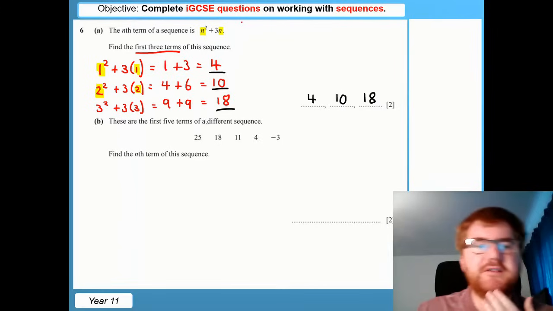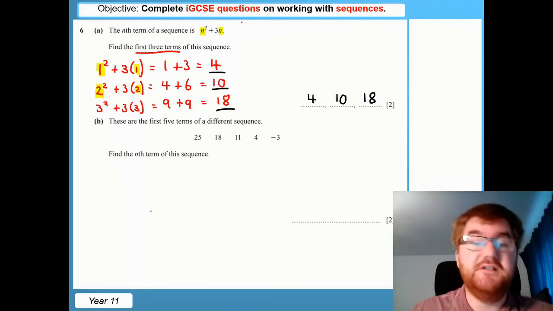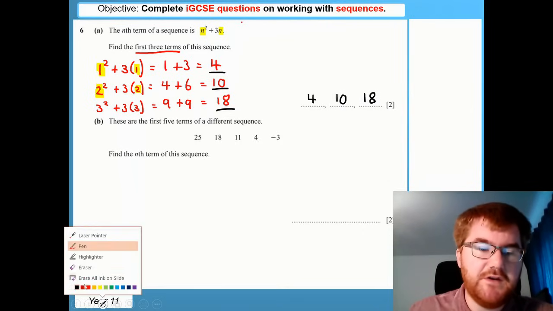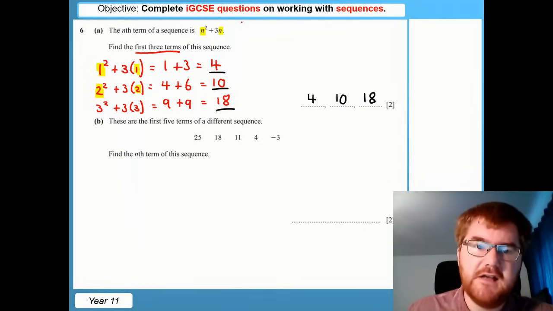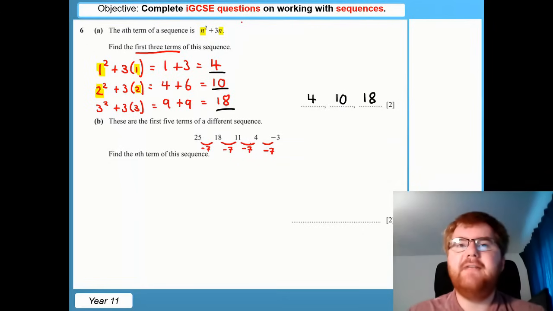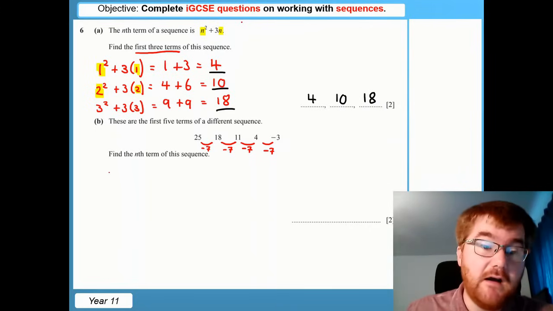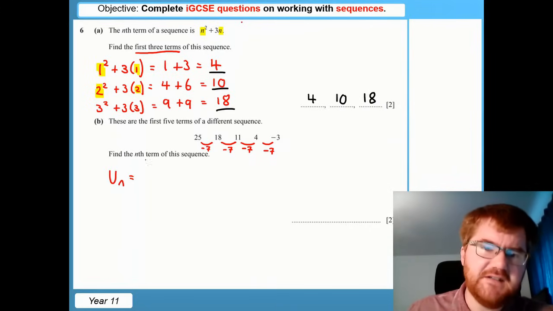And now we've got the first 5 terms of a different sequence, and we're going to find the nth term of this sequence. And again, the first thing that we do here is check the differences. So here, 25 to 18, that's going to be minus 7. 18 to 11, minus 7. 11 minus 4, going down in 7s. And so when we get a first difference that's the same, this is actually easier to work out. So our nth term is equal to minus 7, so that comes from the difference.